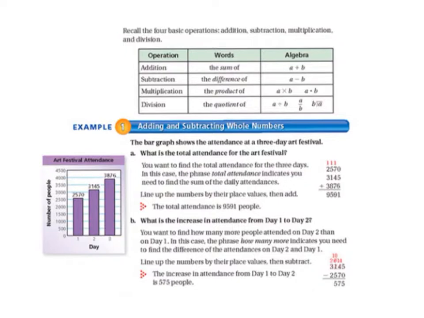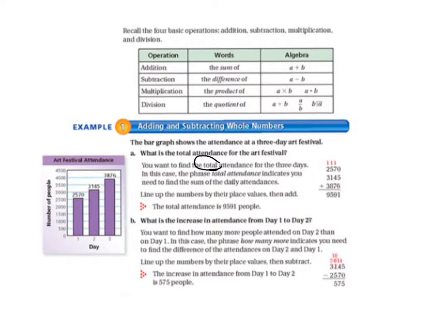Now we'll look at example 1, adding and subtracting whole numbers. The bar graph shows the attendance at a 3-day art festival. Letter A asks us what is the total attendance for the art festival. So the word total tells us that we are finding the sum of the attendance. In this case, the phrase total attendance indicates we need to find the sum of the daily attendances.